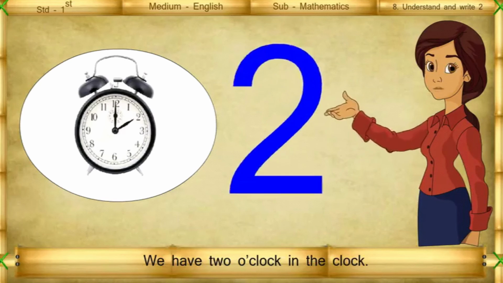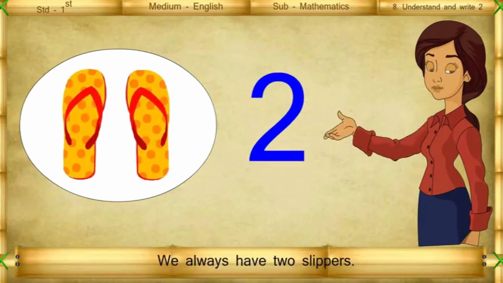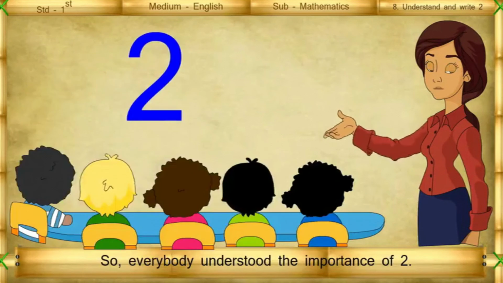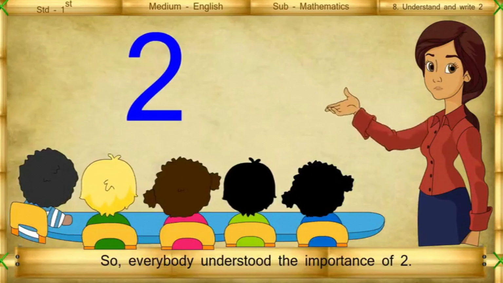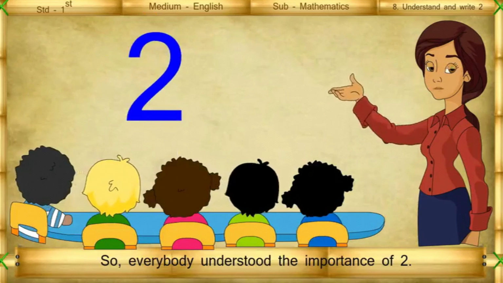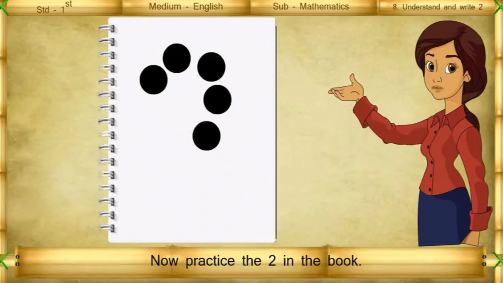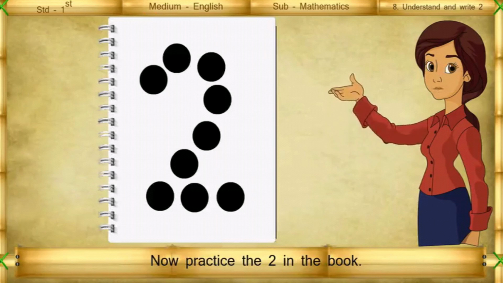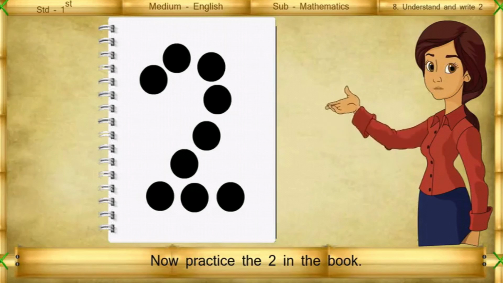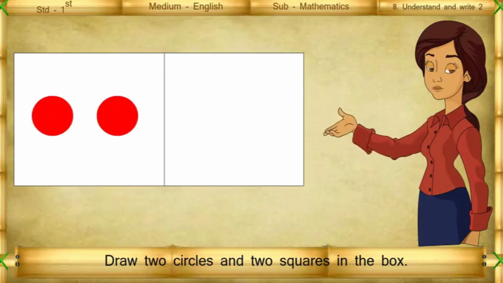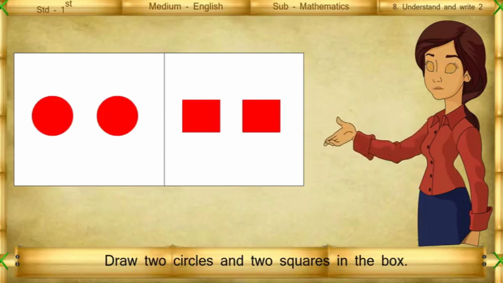We have 2 o'clock in the clock. We always have 2 sleepers. So, everybody understood the importance of 2? Now, practice the 2 in the book. Draw 2 circles and 2 squares in the box.